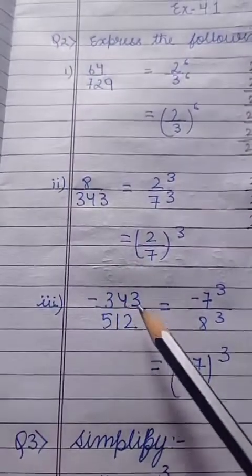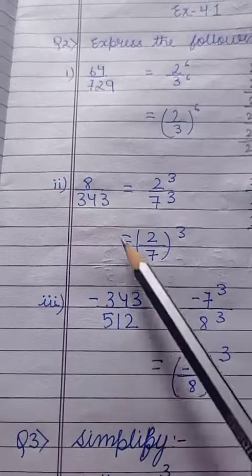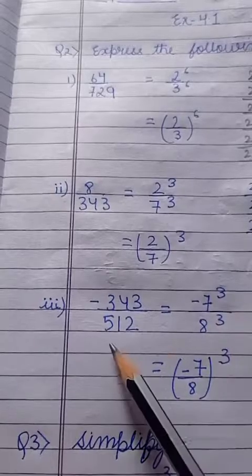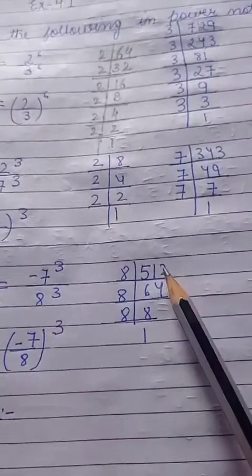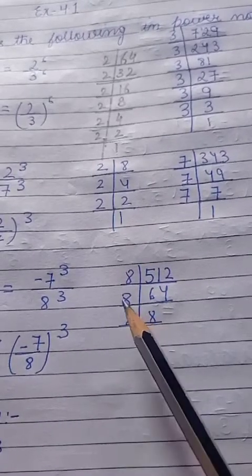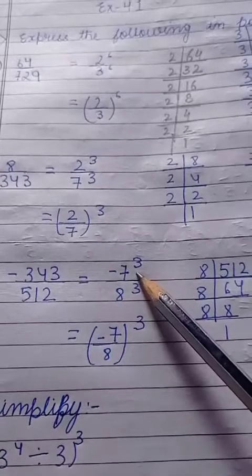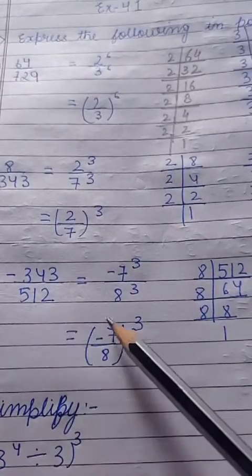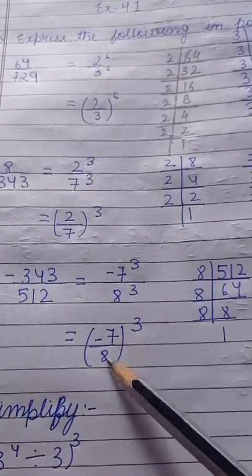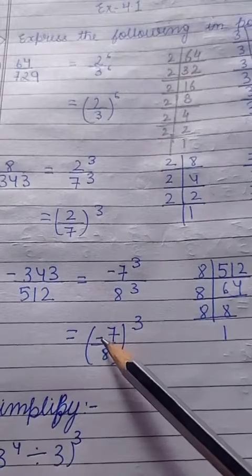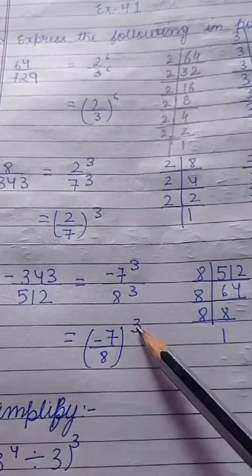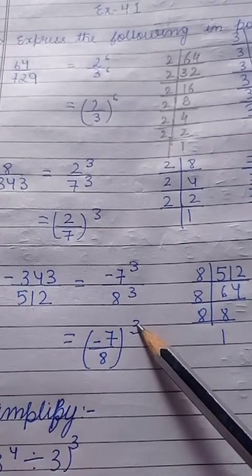Next is minus 343 by 512. 343 factors we just found, that is 7 raised to the power 3. So I wrote the same thing here. 512, the factors are 8 into 8 into 8. So this can be written as what? Minus 7 raised to the power 3, and 512 can be written as 8 raised to the power 3. So as a common power, it can be written as minus 7 over 8 raised to the power 3. Why did I take minus inside? Because if you expand it, negative raised to an odd power, the answer will always be negative.